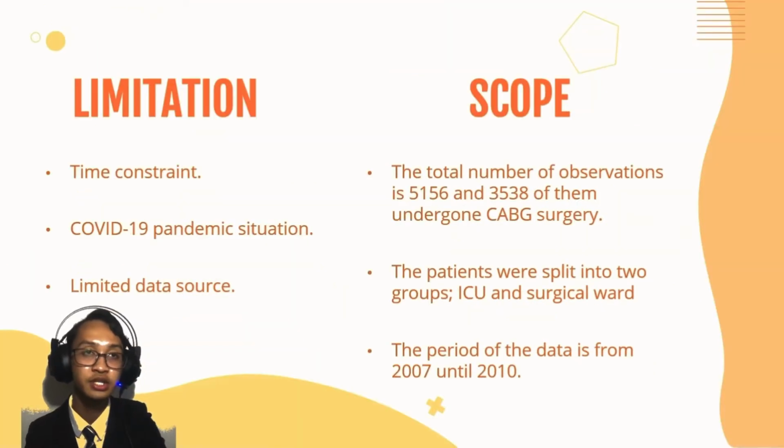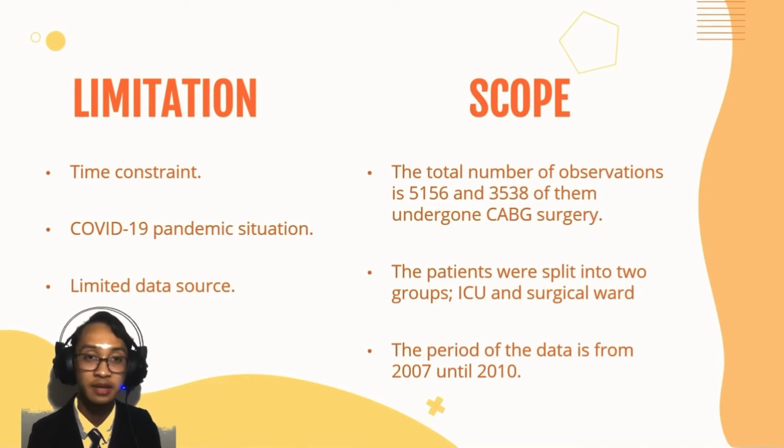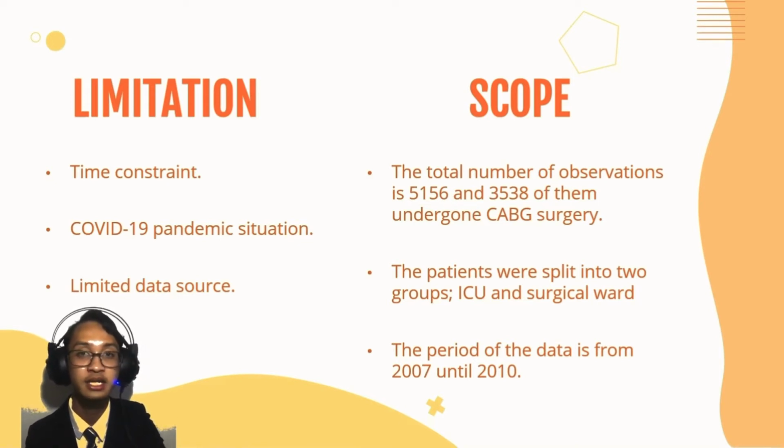The limitation of this study is time constraint, as we were given only 14 weeks to complete it. Also, there is the current COVID-19 pandemic situation and limited data sources. The scope of this study is a total of 5,156 observations, but only 3,538 of the patients underwent CABG surgery, and the patients were split into two groups, which are the ICU and surgical ward. The period of the data is from 2007 until 2010.